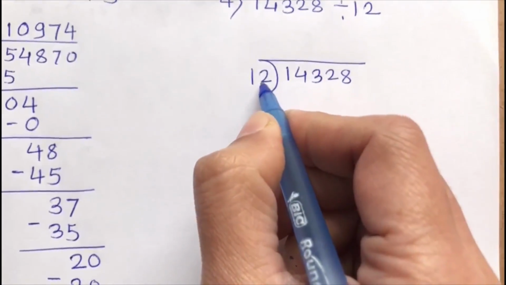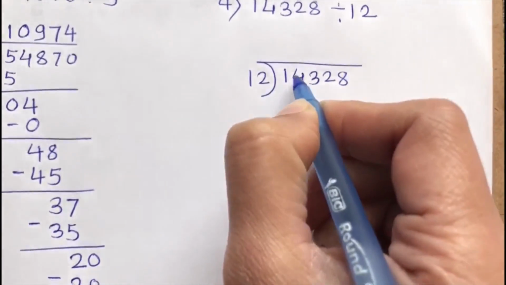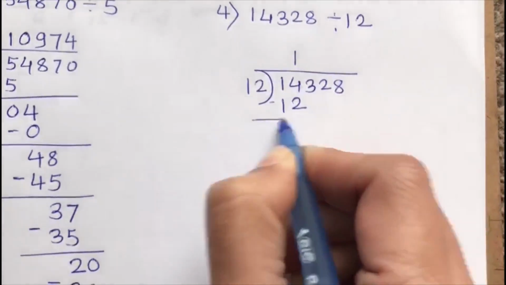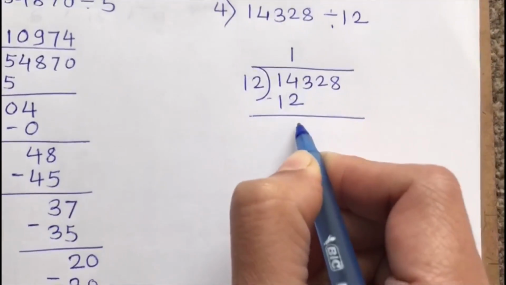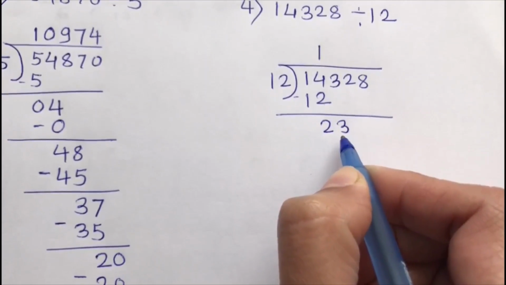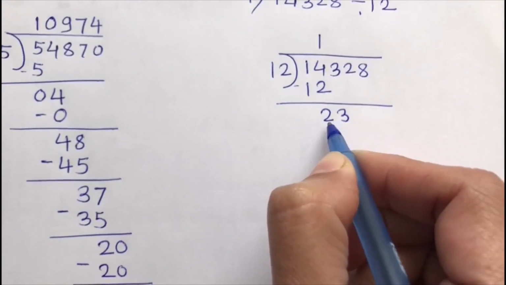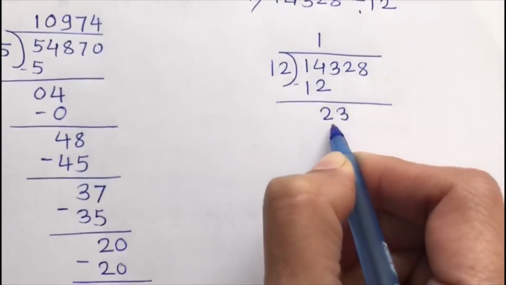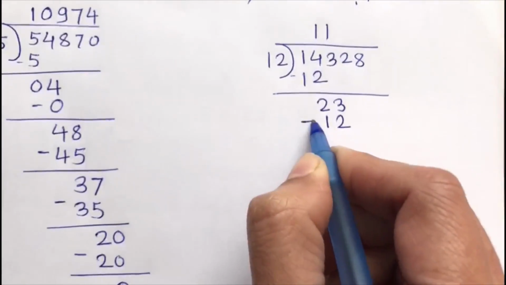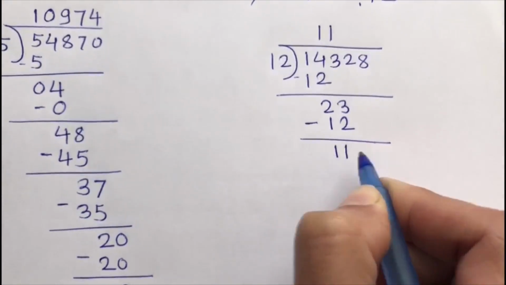In the multiplication table of 12 there is no 14, so the number less than 14 is 12. So 12 times 1 is 12. When we subtract 12 from 14 we get 2. Take the 3 down. We need 23, or if it is not there we have to choose the smaller number than 23, so it is 12. So I write here 1 again, and when we subtract this 12 from 23 we get 11.